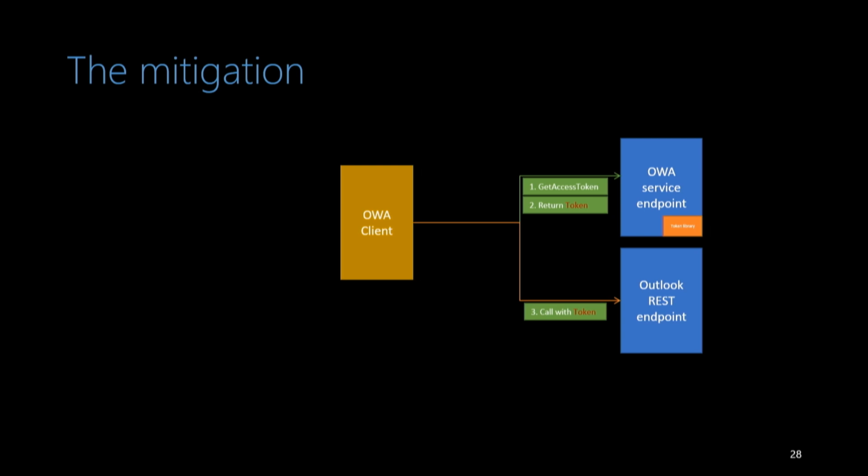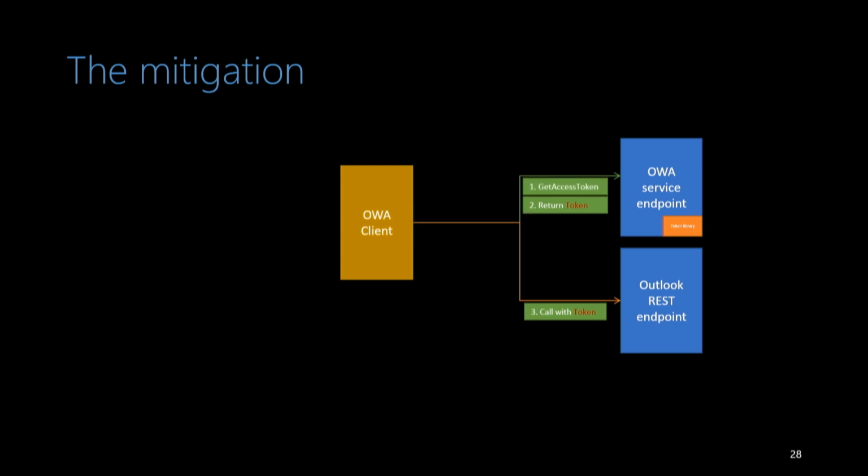As you can see, we have the OA client, which is running in the browser on the user's computer, and it talks to the OA service endpoint, which is the primary endpoint the OA client talks to. And like all web apps, it uses cookie-based authentication to talk to the OA service endpoint. However, the OA client also talks to a common Outlook REST endpoint for some common Outlook-wide functionalities like search and other miscellaneous options. And this endpoint does not support cookie-based auth, and it works on header-based authentication.